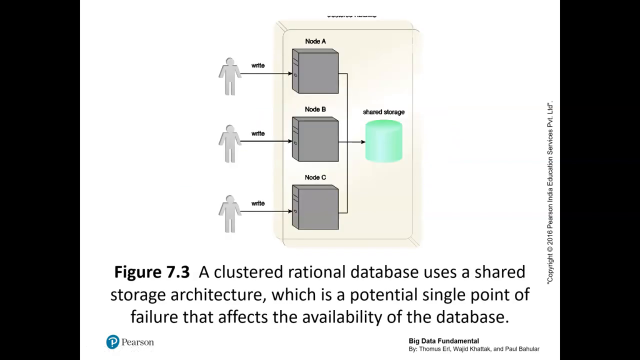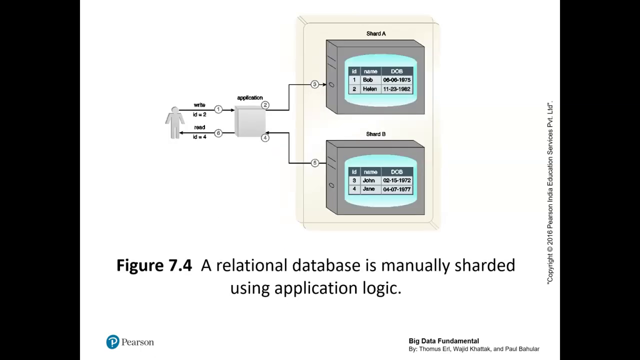Now you can see a cluster of a normal relational database, used in a shared storage architecture, which is a potential single point of failure and could affect the availability of the database as well. Here, at node A there is a write operation, at node B there is also a write operation, and at node C there is also a write operation. So the processors are three, but the storage is one in this case.